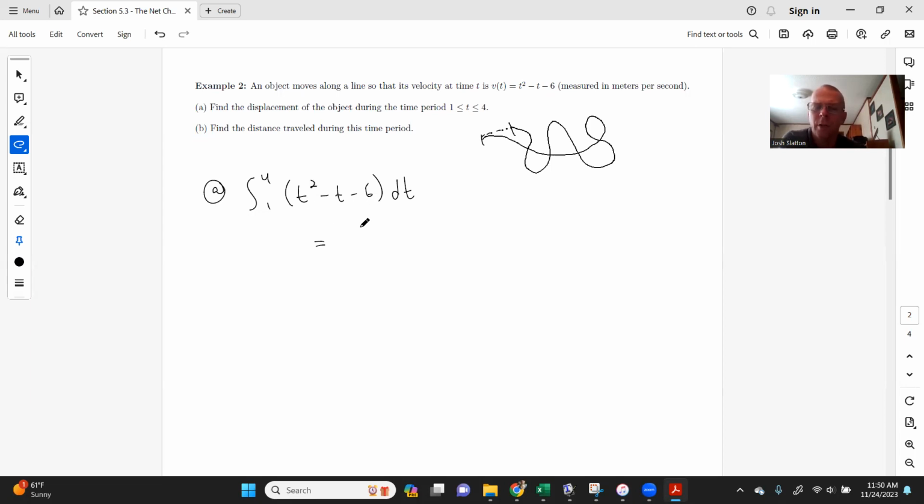The antiderivative of t squared is 1/3 t cubed. Antiderivative of t is 1/2 t squared. Antiderivative of 6 is 6t. And then we're going to evaluate that from 4 to 1. And again, just plug in the upper limit to the function, plug in the lower limit, and then find the difference.